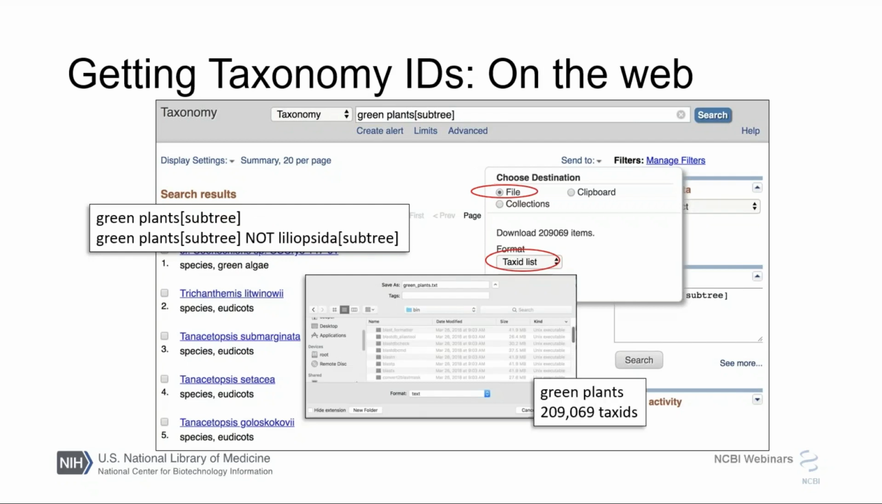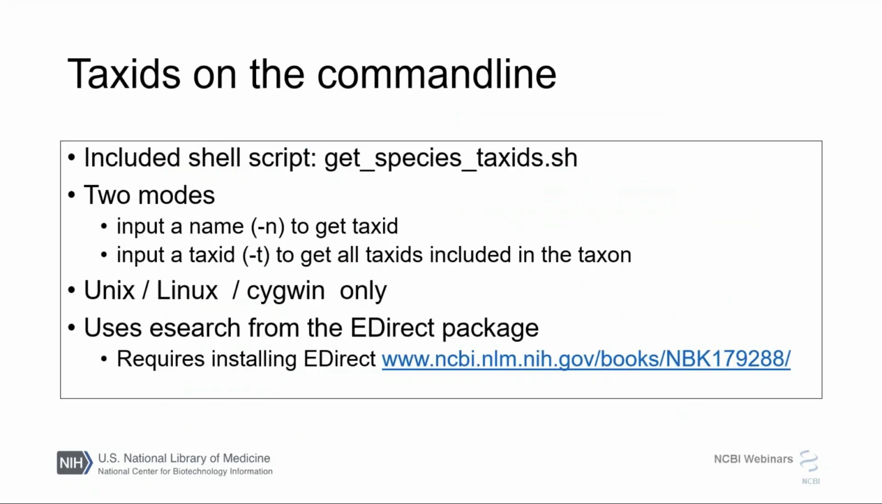In this case, this is about 209,000 tax IDs, which really, it's not too bad. You can download that in a few seconds. You can also do it from the convenience of your command line with a shell script that comes with the BLAST release now, and it's called get_species_taxids, and it's a shell program. You can either input a name to get back a tax ID, or you can input a tax ID to get all the tax IDs included in the taxon.